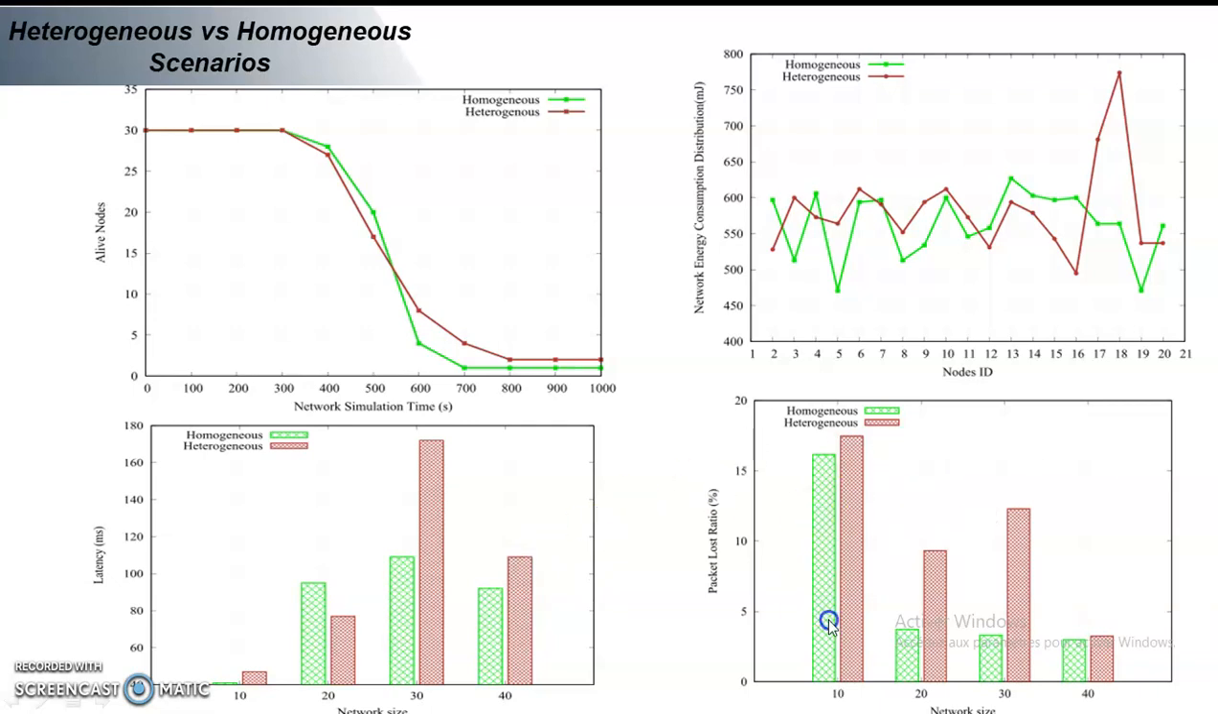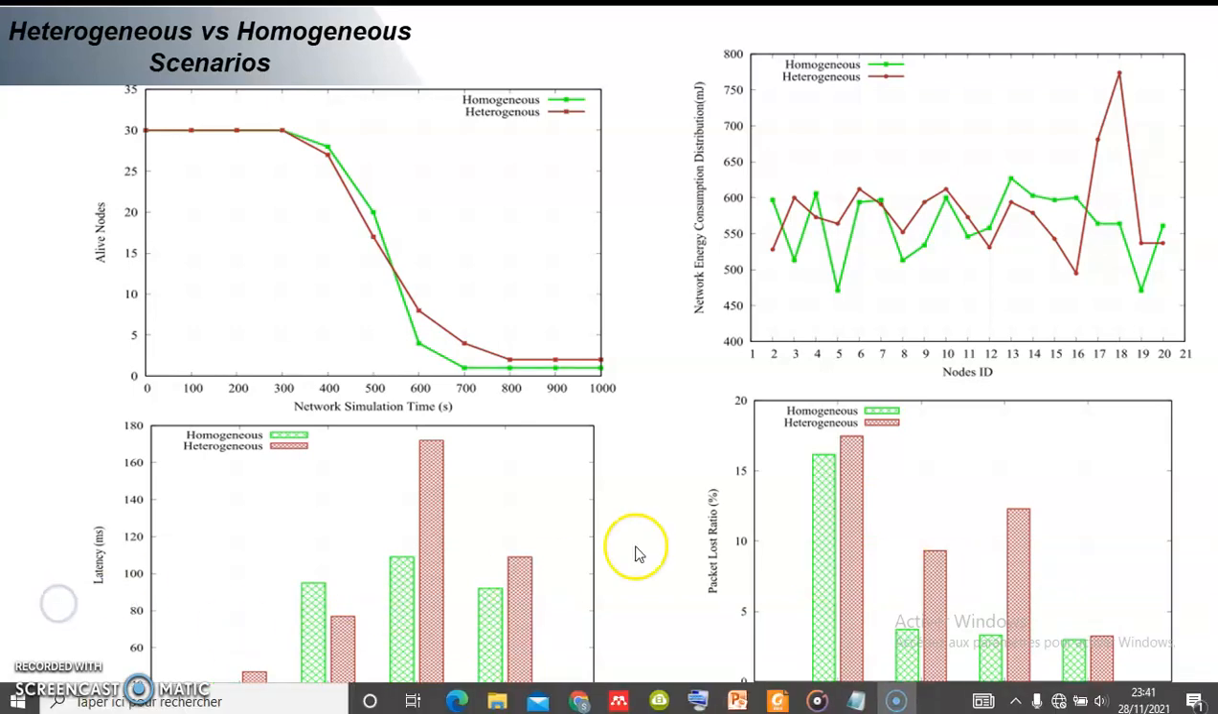For the last figure, which illustrates the percentage of packet loss during the communication, the heterogeneous network has a higher packet loss ratio compared to the homogeneous network for all simulations. In a small network of 10 nodes, the packet loss is higher due to the distribution of nodes in the interference area. The further from the sink node, the more packets are lost. Compared to the heterogeneous network, the homogeneous network lost up to 10% fewer packets, while this difference is much higher when the network is dense.